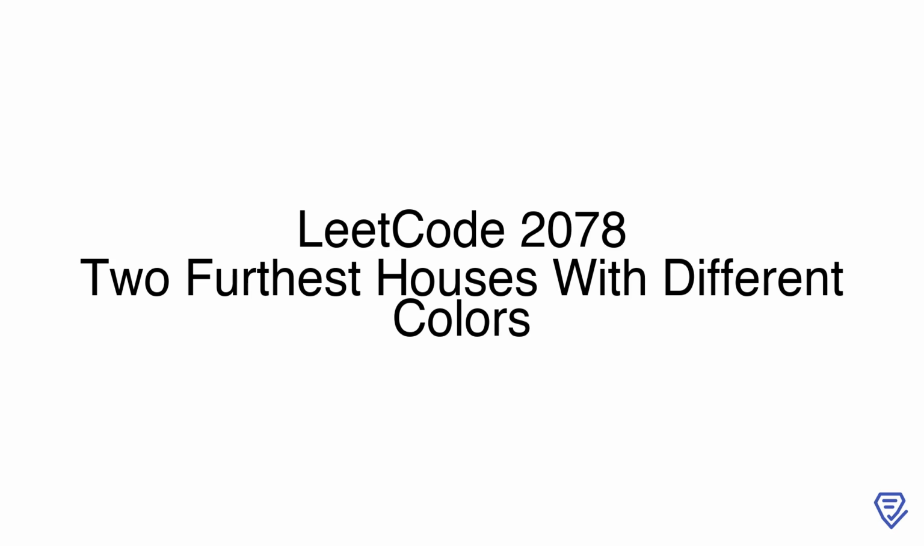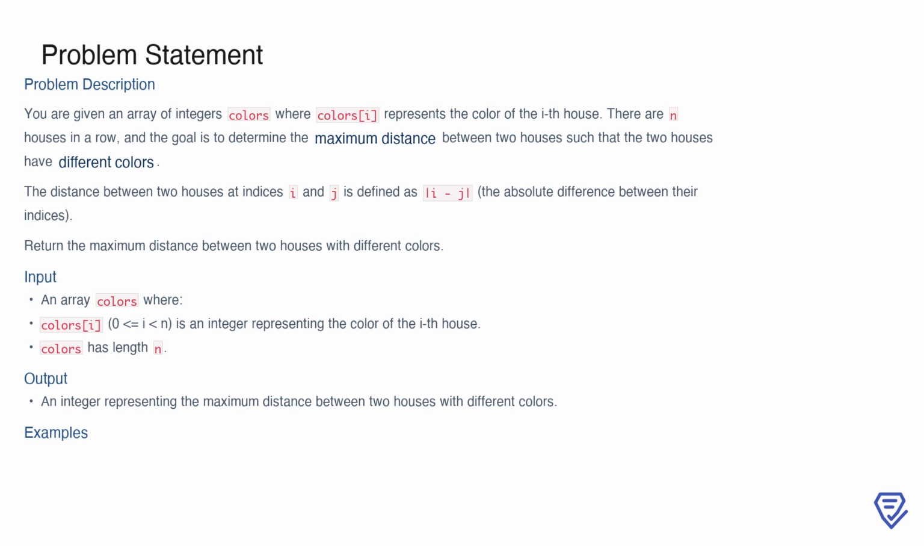Welcome to this coding walkthrough on LeetCode problem number 2078, Two Furthest Houses With Different Colors. In this session, we'll break down the problem, explore the brute force approach, and understand the key concepts behind solving it. Let's dive in.